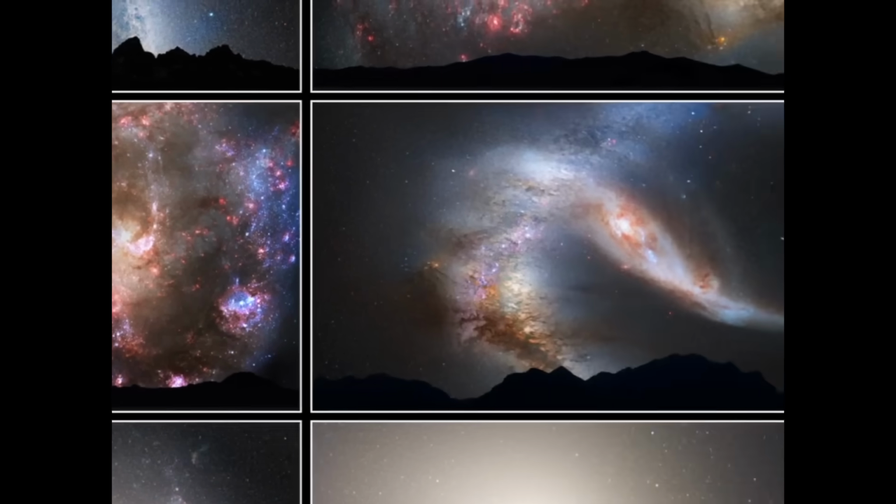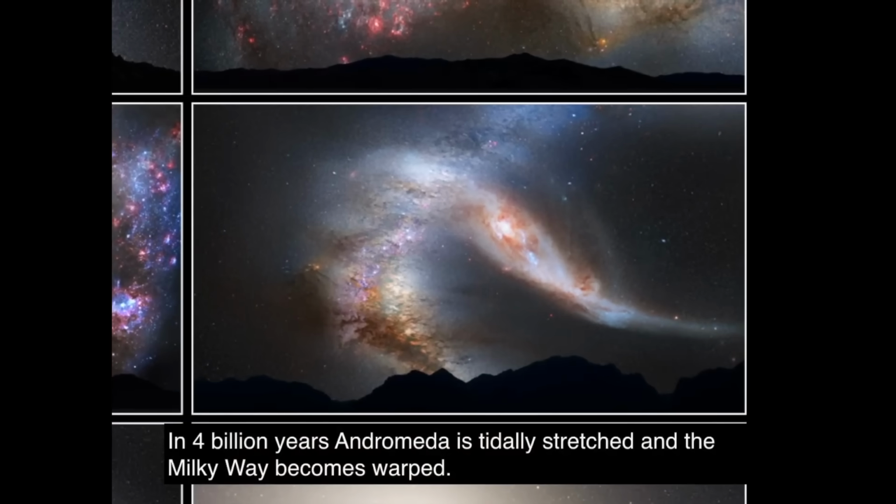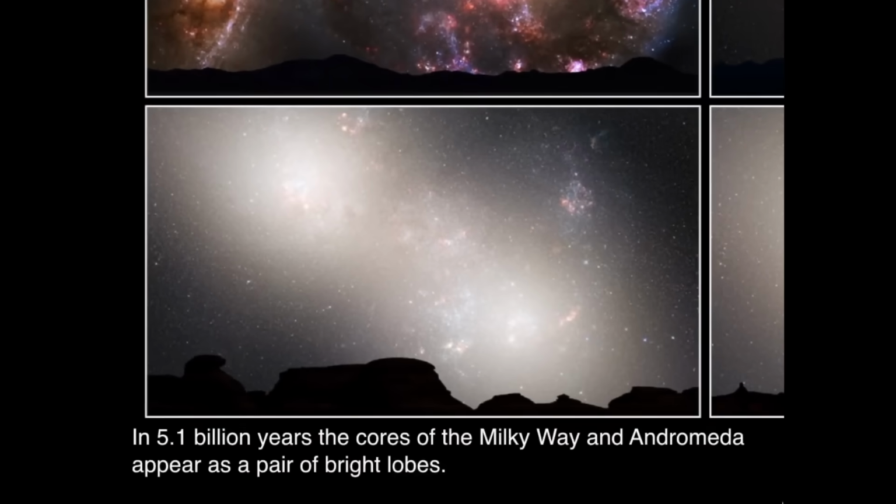And so maybe in about 4 billion years, as they pass by each other, the Andromeda galaxy will be all tidally stretched. Most of its gas will be used up. It'll all be red stars then. There will be no O and B type stars, but it'll be an interesting and beautiful view. Very strange and red in the sky. And then in about 5 billion years, the core of the Milky Way and Andromeda will appear as a pair of bright lobes in the sky in some direction.